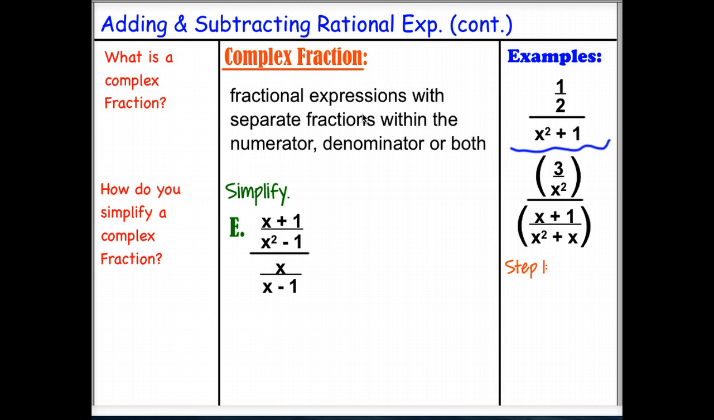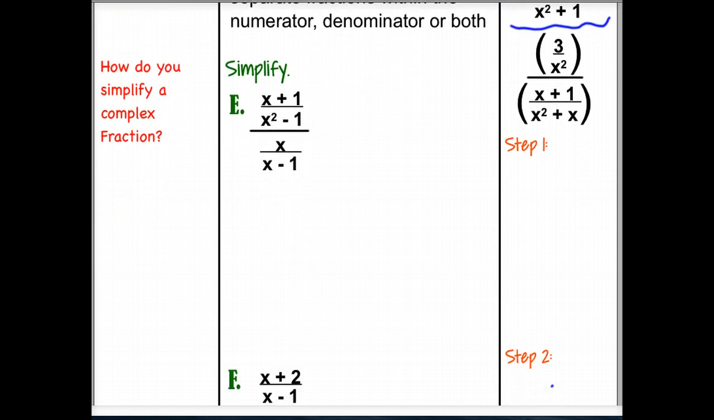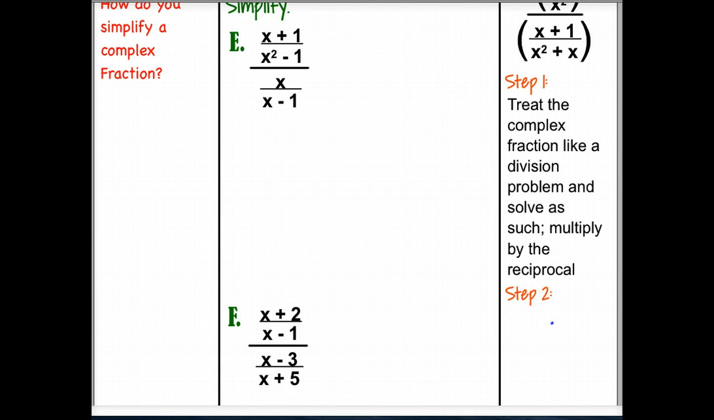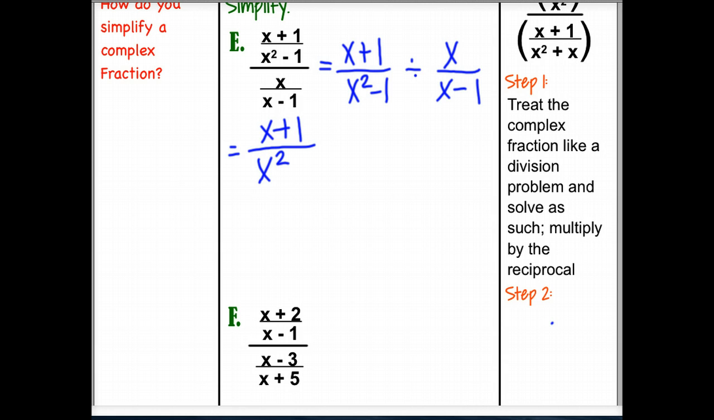Now if we have to simplify a complex fraction, such as example E, where we have x plus 1 over x squared minus 1, all divided by the quantity x over x minus 1, the first thing we want to do is treat this complex fraction like a division problem and solve it as such. We're going to multiply by the reciprocal. So I'll rewrite it as x plus 1 over x squared minus 1, with my division sign, so I can write it horizontally, x over x minus 1. Then I will multiply by the reciprocal: x plus 1 over x squared minus 1 multiplied by x minus 1 on top and x on the bottom.